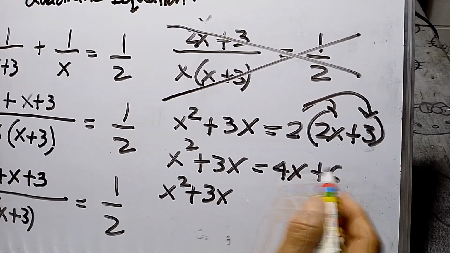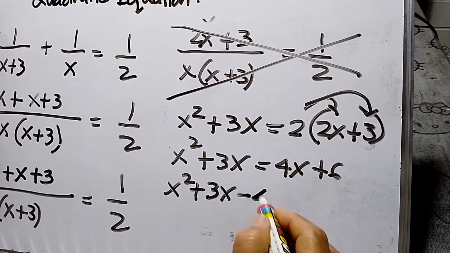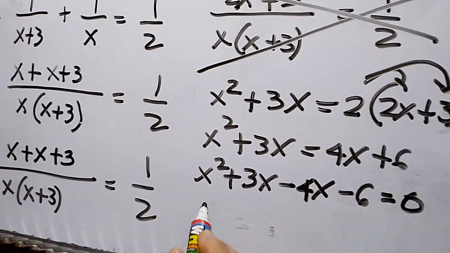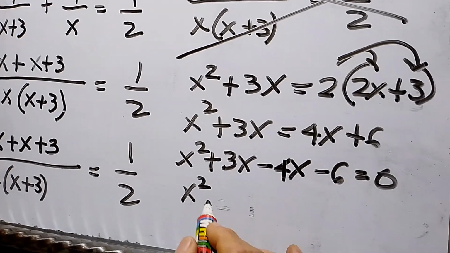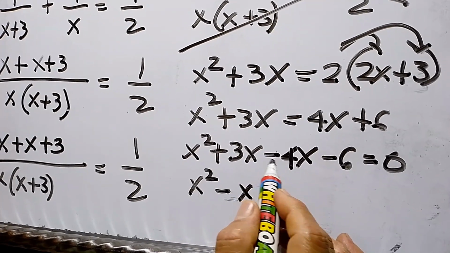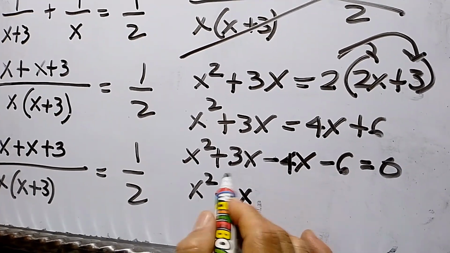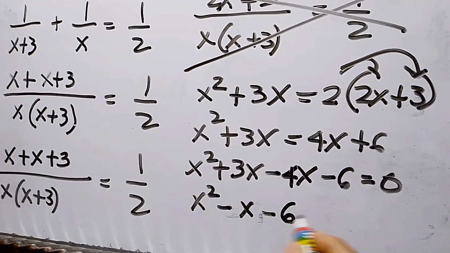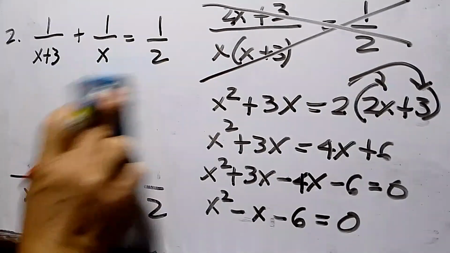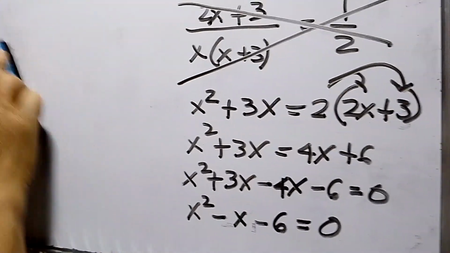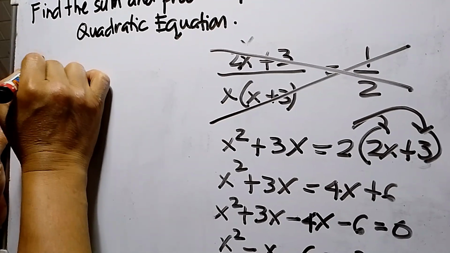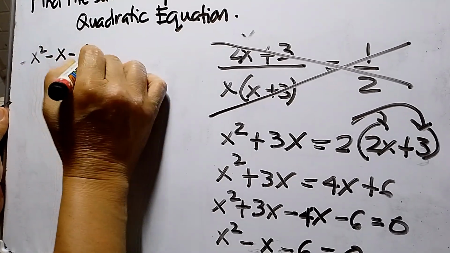Transpose to the left, this one, the members. So this will be minus 4x. This will be minus 6. And then equal to 0. So x squared, this will be negative x because 4 is greater than 3 and 4 is having a negative sign, so this will be negative and then apply subtraction. Then minus 6 is equal to 0. So we have now the quadratic equation. But we are asked to find the sum and the product. So x squared minus x minus 6 is equal to 0.